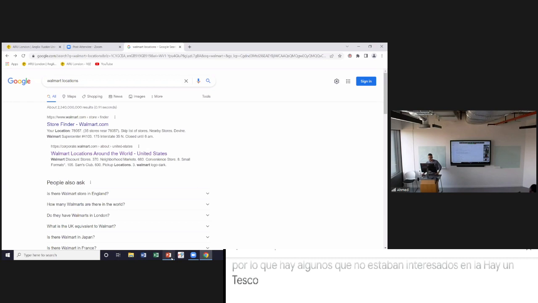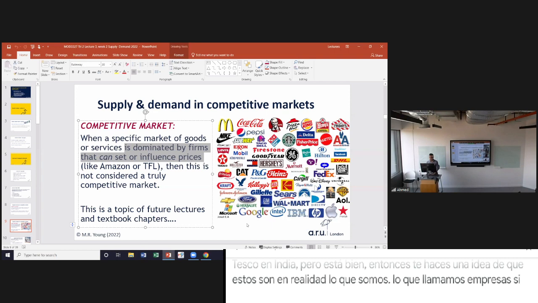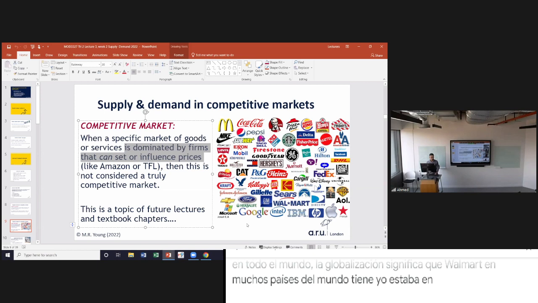What these are is what we call multinational companies. They're around the world. Globalization means Walmart is in many countries in the world. Carrefour, I was in Doha, in Qatar, they had a Carrefour then. Imagine a French supermarket in the Arab world, and a very big one. It's a French version of Tesco. So you get that idea.